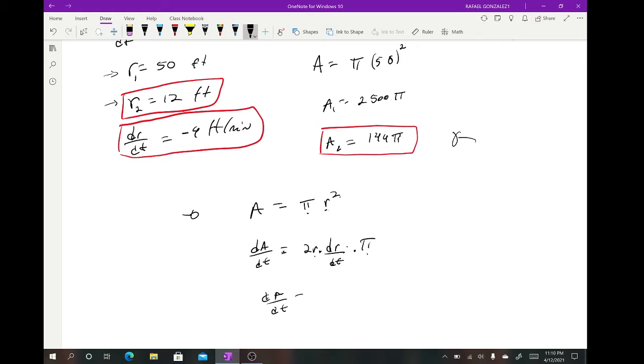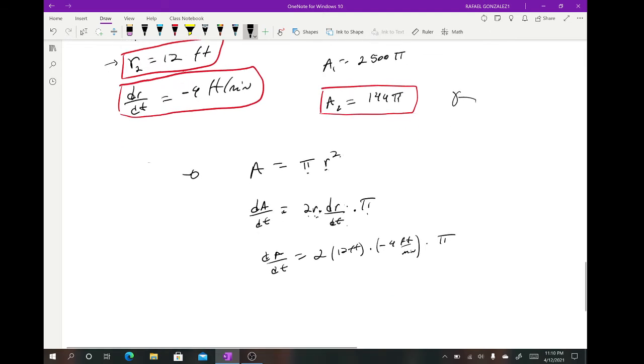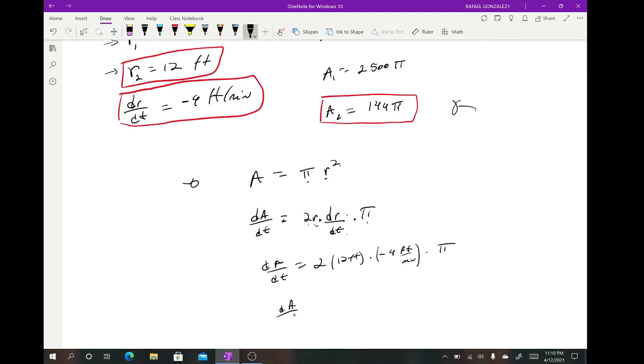So we have dA/dt is equal to 2 times r. Well, remember we're working with r2, so that's 12 feet. So it's 2 times 12 feet times dr/dt, which is negative 4 feet per minute, times pi. So what is the rate of change of the area?